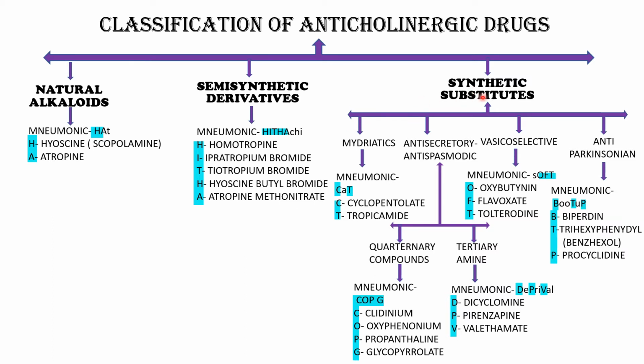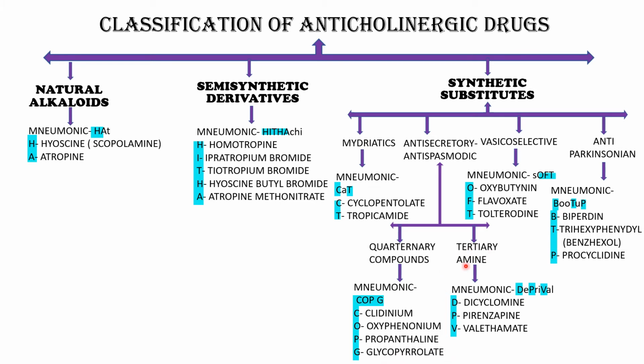Synthetic substitutes are further divided into mydriatics, antisecretory antispasmodic, vasoselective, and antiparkinsonian. Coming to mydriatics, mnemonic is CAT: C for cyclopentolate, T for tropicamide. Antisecretory antispasmodic is further divided into quaternary compounds and tertiary amines. Coming to quaternary compounds, mnemonic is COPG: C for clidinium, O for oxyphenonium, P for propantheline, G for glycopyrrolate.